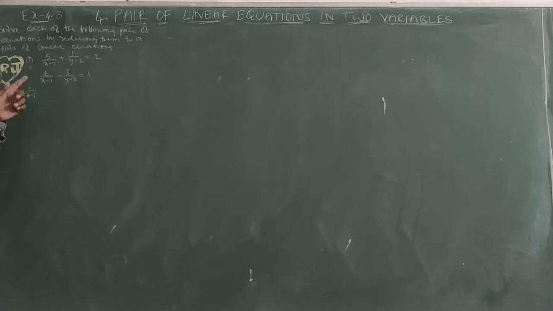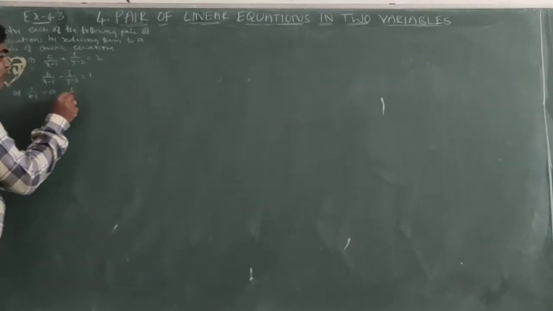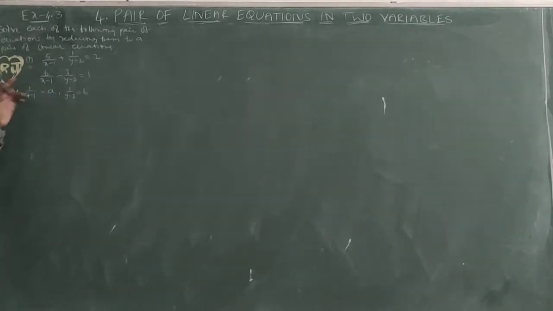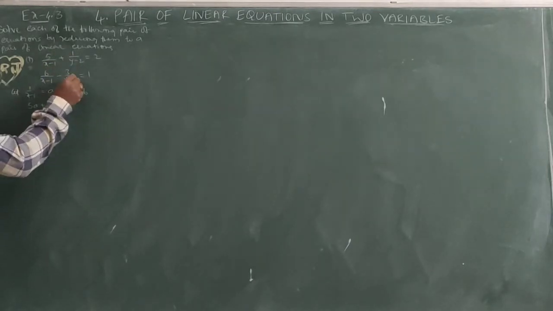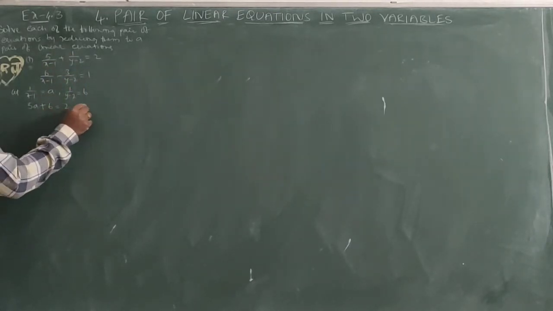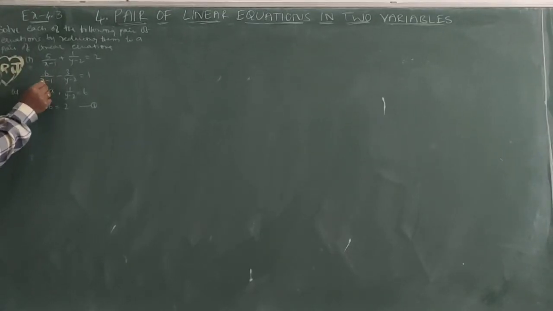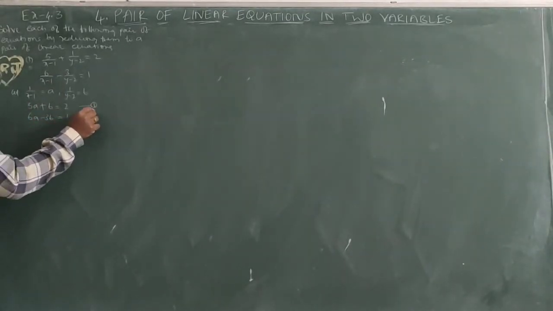Let 1 by x minus 1 equal to a, 1 by y minus 2 equal to b. Then 5a plus b equal to 2, equation 1. Next, 1 by x minus 1 is a, so 6a minus 3b equal to 1, equation 2.